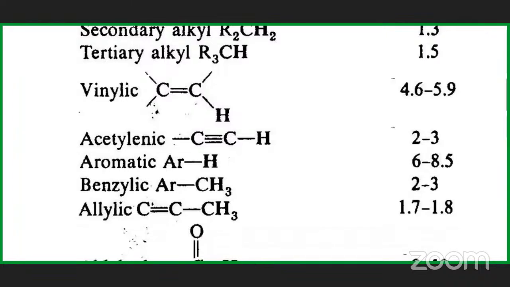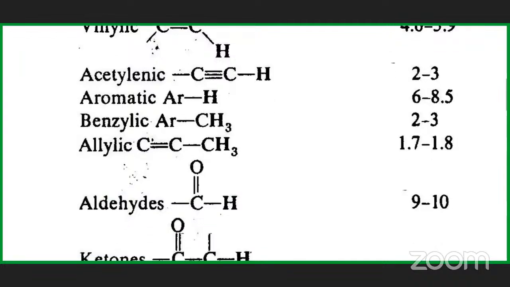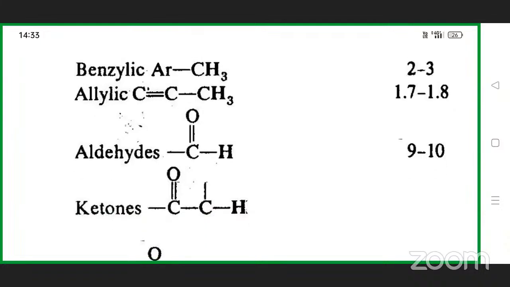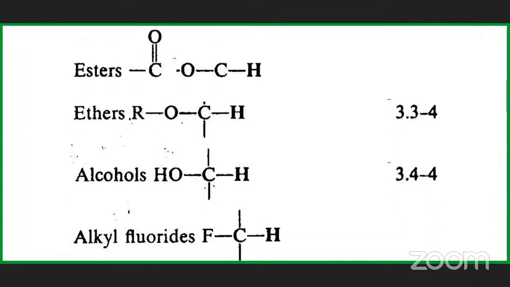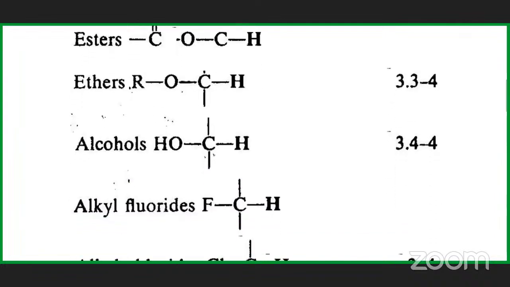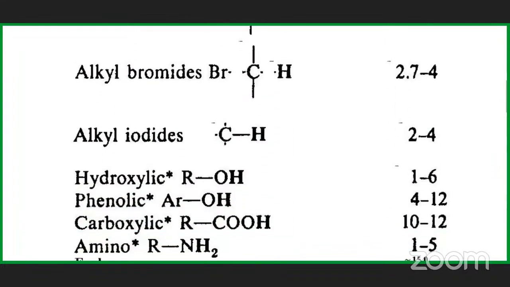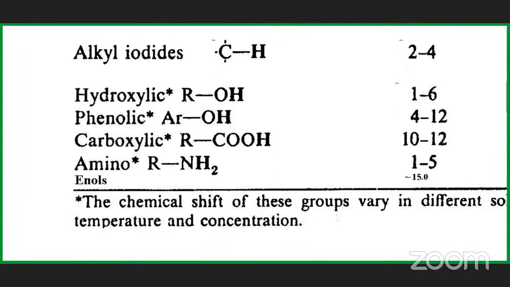We'll see some of the delta values, like aromatic protons at 6 to 8.5, and allylic at 1.7 to 1.8, and aldehyde is 9 to 10, and ketones, esters, ethers are 3.3 to 4, and alcohol protons also in the range of 3.4 to 4 here. And the phenolic proton is in the range of 4 to 12, and carboxylic acid is in the range of 10 to 12 here, right?